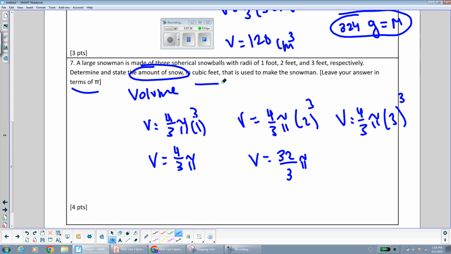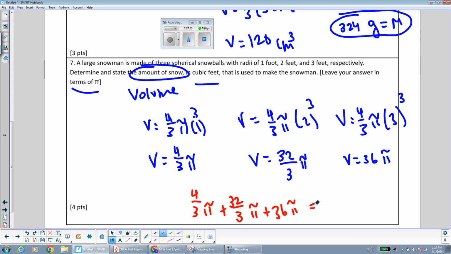And in the next one, 3 to the third power is 27. So I have 27 times 4/3. And that works out nicely. That just gives me 36 pi. So all I need to do is add these together. 4/3 pi plus 32/3 pi plus 36 pi.